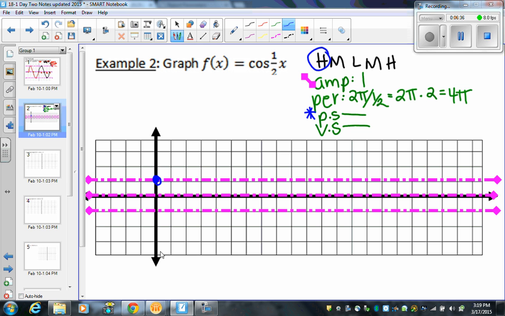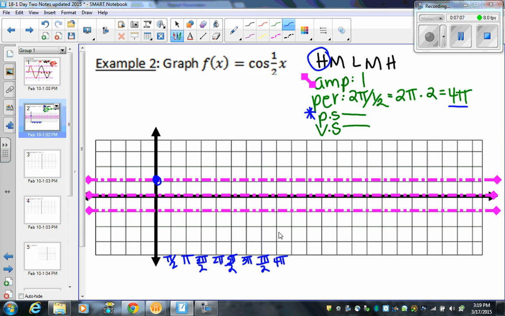We didn't do that at the very beginning. So our first dash is going to be pi over 2. And since this is so close together, I'm writing my scale at the bottom. My second dash is pi. Then we have 3 pi over 2, 2 pi. We're going to need to keep going because we have a longer period this time. So the next dash would be 5 pi over 2, then 3 pi, 7 pi over 2, and 4 pi.